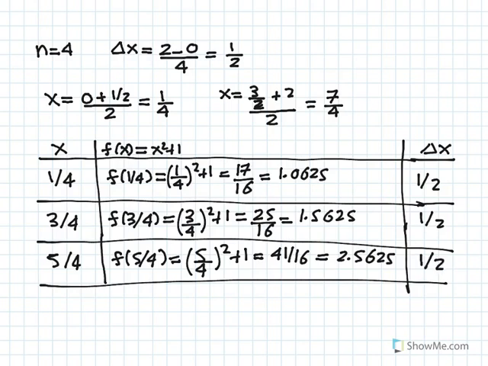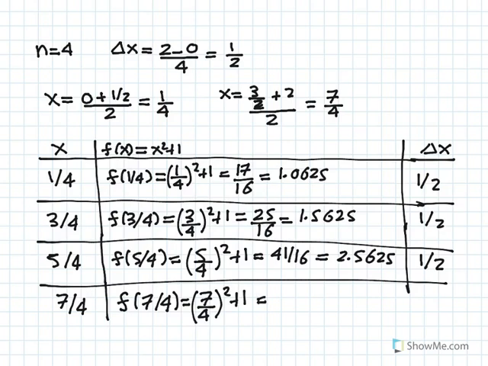And the last x value, x is 7/4. Plug that into the function to get the height. F of 7/4 is equal to 7/4 all squared plus 1. Let's add it up. That gives us 65/16 as a fraction. Change that to a decimal. That is 4.0625. And the width again is, of course, 1/2.